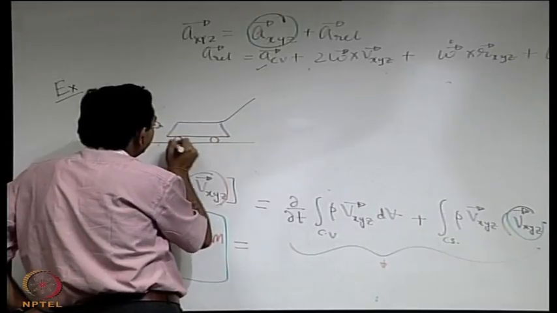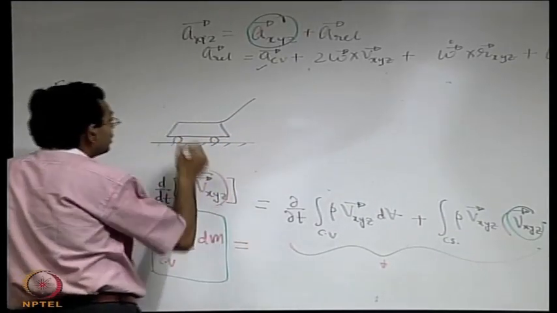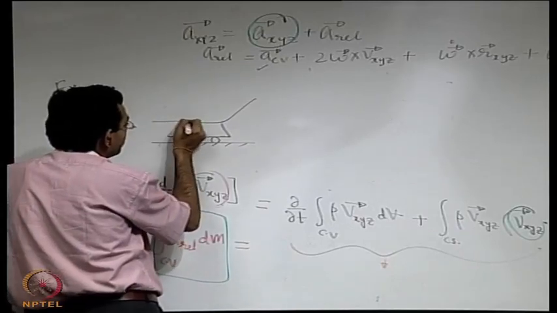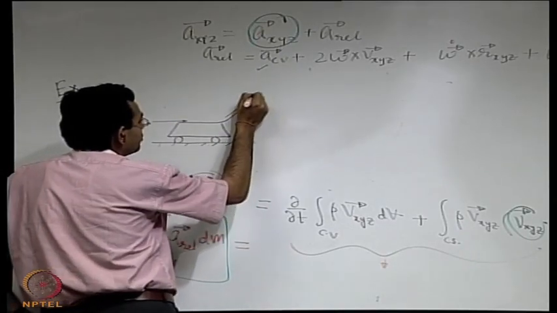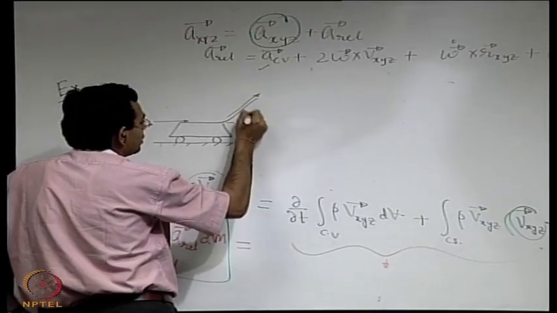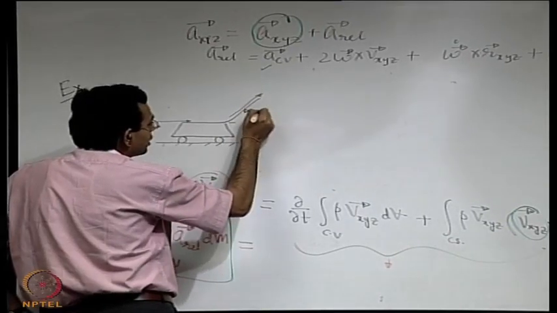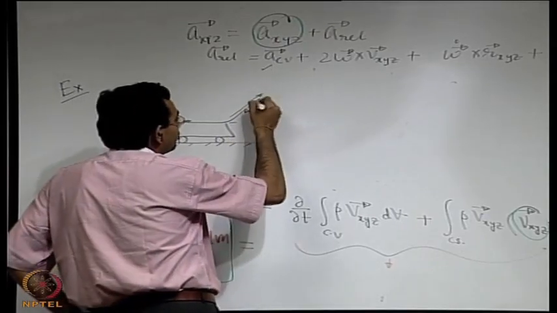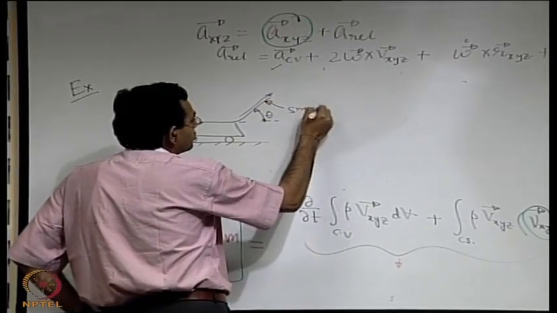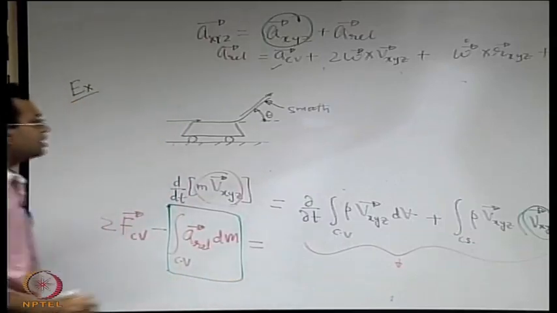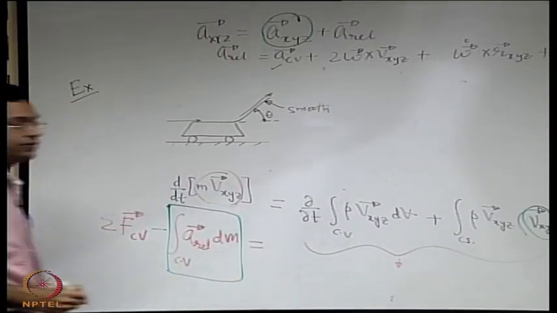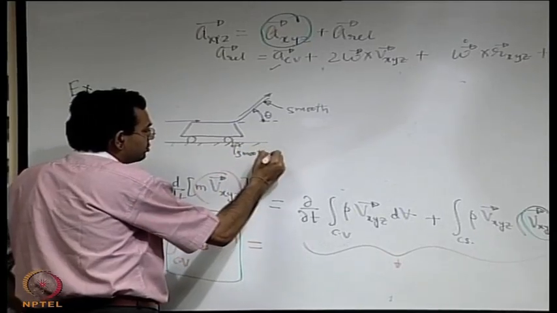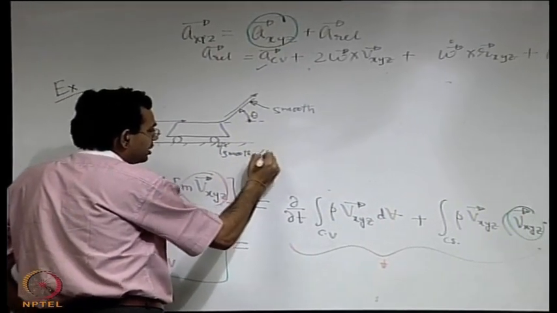on a frictionless ground, and there is a water jet which comes on it and which leaves the cart. The angle change is theta relative to the horizontal, and the surface over which the water is changing its direction is considered to be a smooth surface, and this is also considered to be smooth, the friction is 0, frictionless.